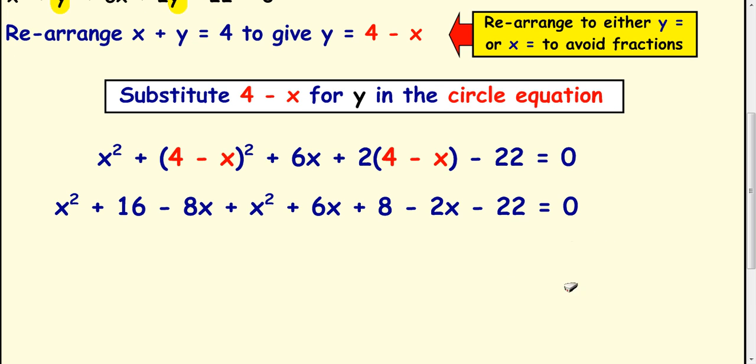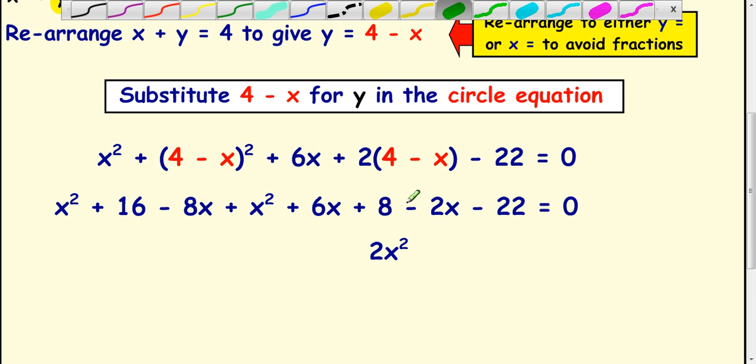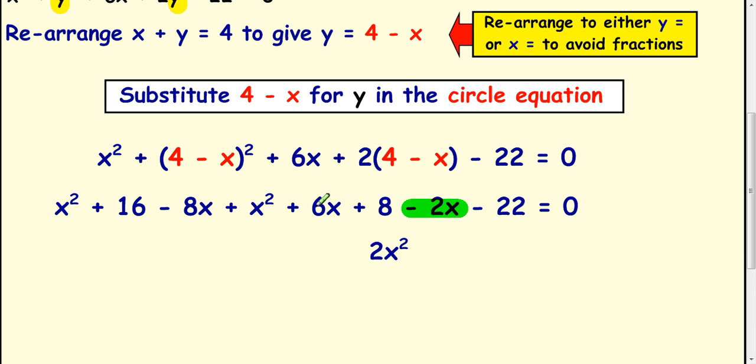So let's collect the terms up together. There's an x squared and an x squared there, so it's going to give me 2x squared. Then we'll highlight the x's, so I've got a take away 2x, a 6x, and a take away 8x. So we've really got 6 take away 2, which is 4, take away 8, so that's going to be take away 4x. And then we're left with a 16 plus 8, which is 24, take away 2, that's going to be a plus 2.